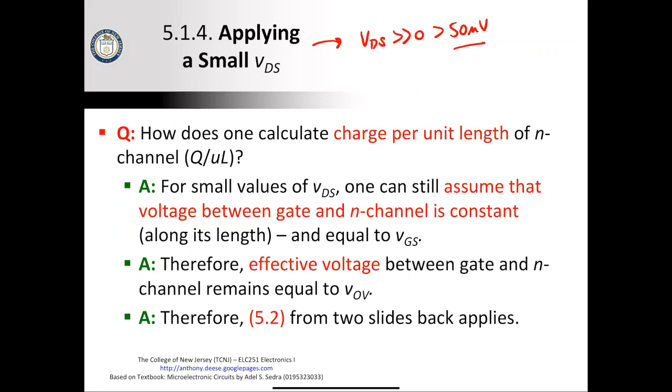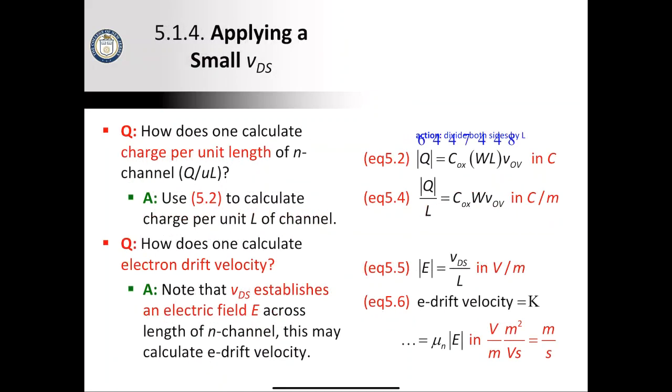For small values of VDS, we can still assume that the voltage between the gate and the N channel is constant along its length, right? If you remember, we have this dielectric material, we have the gate. So the voltage between here and here, here and here, along the whole channel, is going to be the same. Therefore, equation 5.2 from two slides back applies.